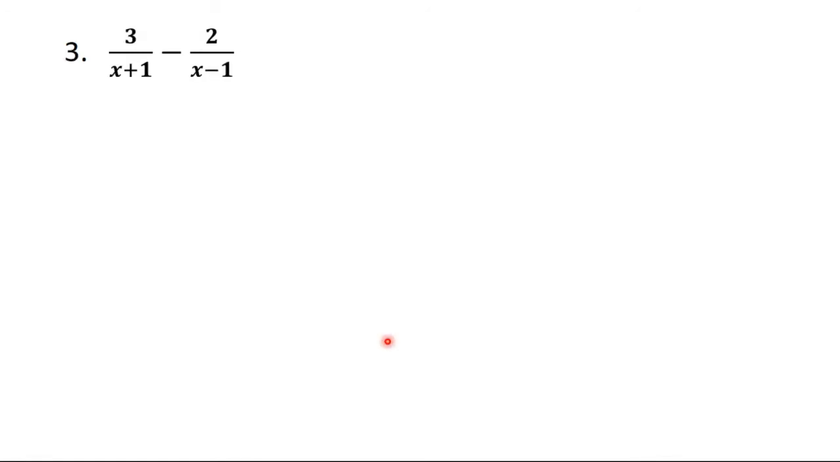We move on to the next one. We have 3 over x plus 1 minus 2 over x minus 1. Now we can see that this is a little bit different because we have the denominators involving variables. Whenever you have denominators involving variables, the LCM of the denominators is the product of the denominators. So here you multiply x plus 1 by x minus 1 and use it as the LCM.